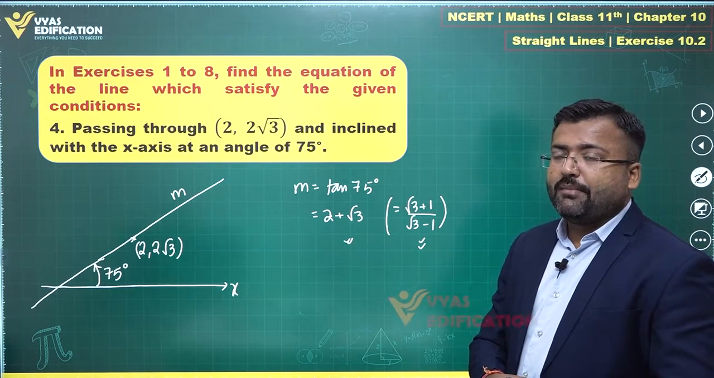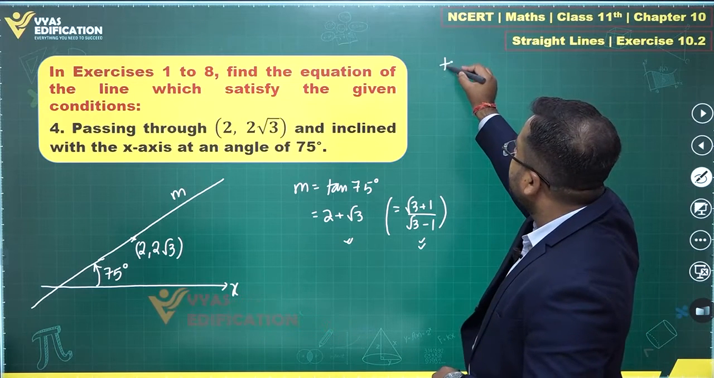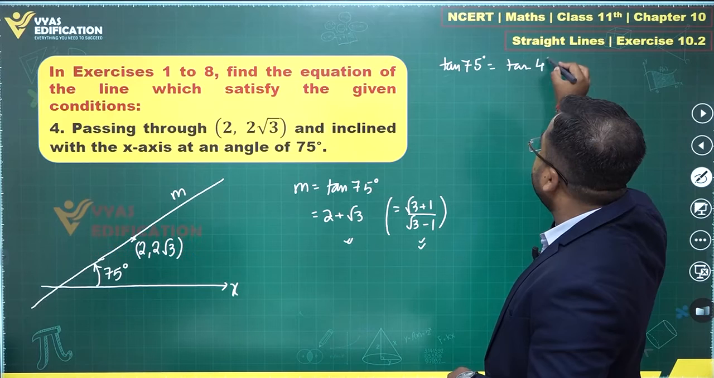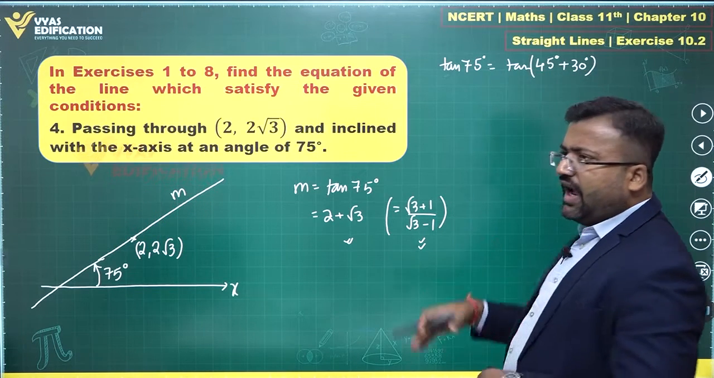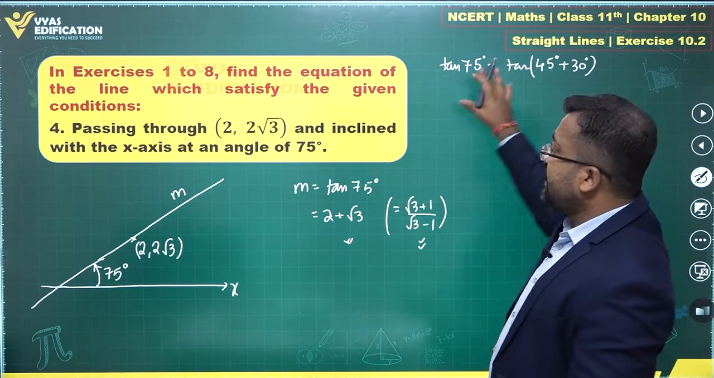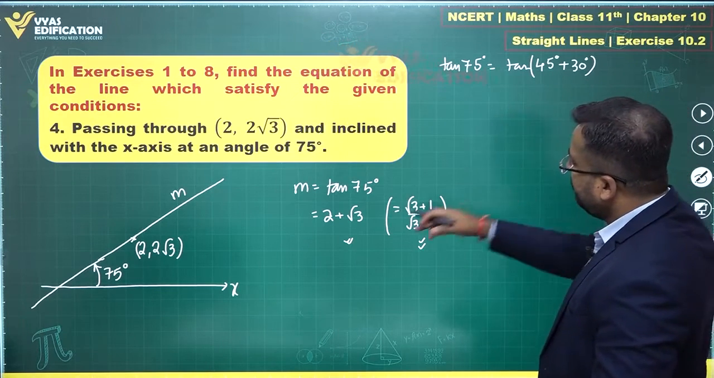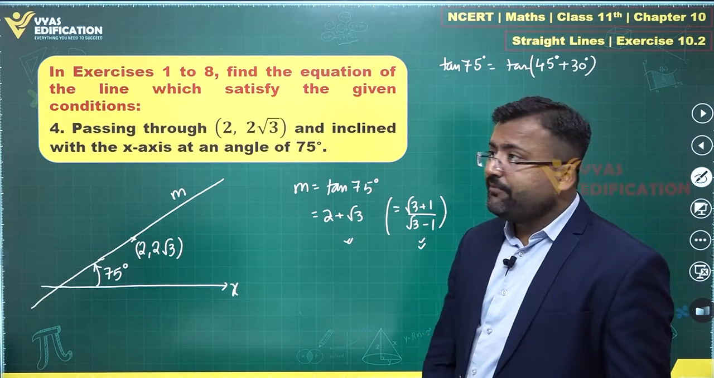In case you don't remember, how can you find tan 75 degrees? Tan 75 degrees can be found by writing it as tan of 45 degrees plus 30 degrees. You know tan 45 degrees, you know tan 30 degrees, so you can easily find this. Using tan of a plus b, which is tan a plus tan b upon 1 minus tan a tan b, you can find tan 75 degrees easily. This is the value of tan 75 degrees.